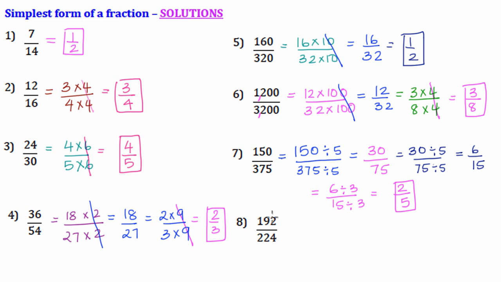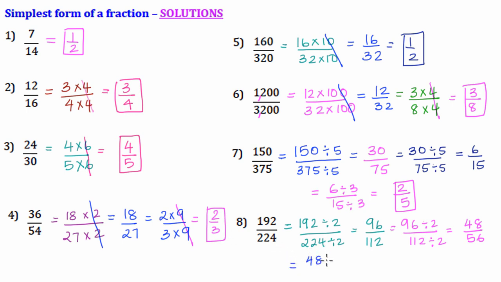Now let's look at the last problem, 192 over 224. We know for sure that 2 is a factor that's common to both 192 and 224 because both are even numbers. So let's divide 192 by 2 and 224 by 2. And you get 96 over 112. Again, both of these are even numbers, so I can divide them again by 2. So divide the numerator by 2 and divide the denominator by 2. And you get 48 over 56. Again, these are even numbers, so I can keep dividing them by 2. So 48 divided by 2 over 56 divided by 2 equals 24 over 28.